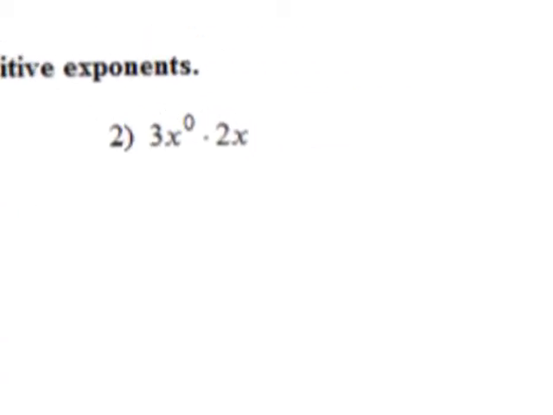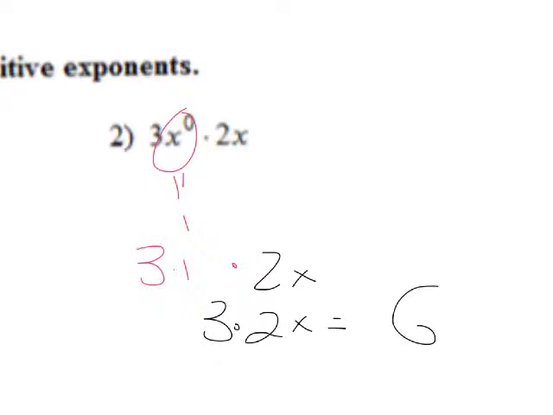Next, we have number 2. X to the 0 is just 1. That means we have 3 times 1 times 2x, right? So that just means 3 times 2x, which is just 6x.